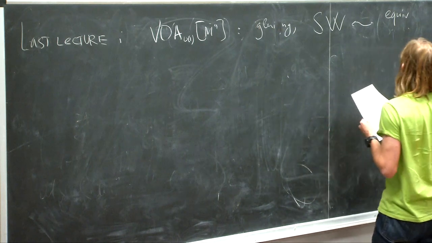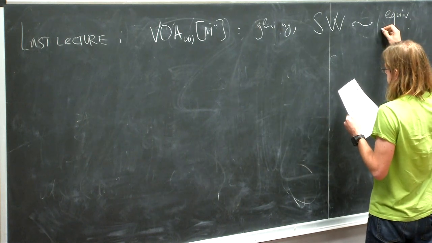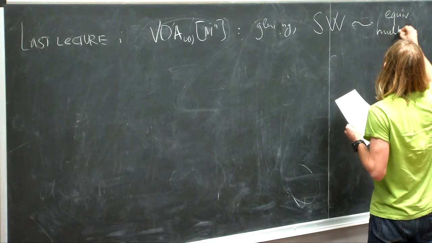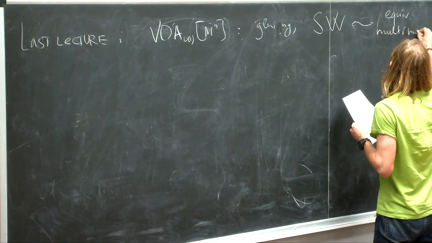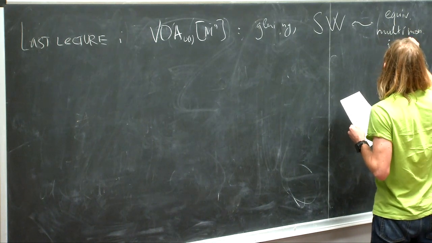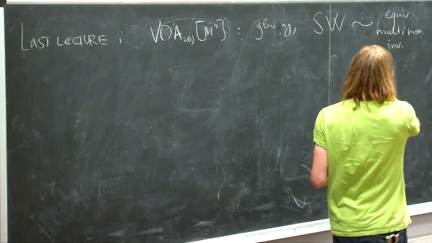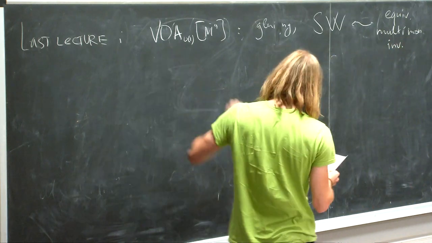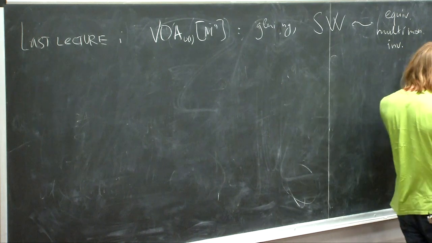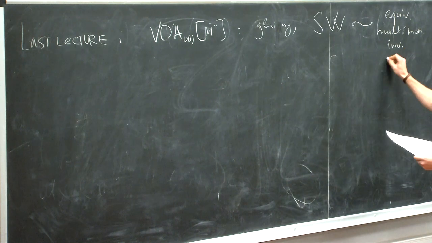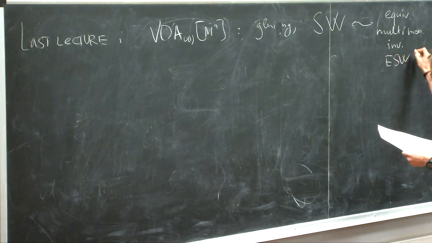what I called equivariant multi-monopole invariants of four manifolds, and what kind of role this vertex operator algebra played in this relation. So they were denoted by this.